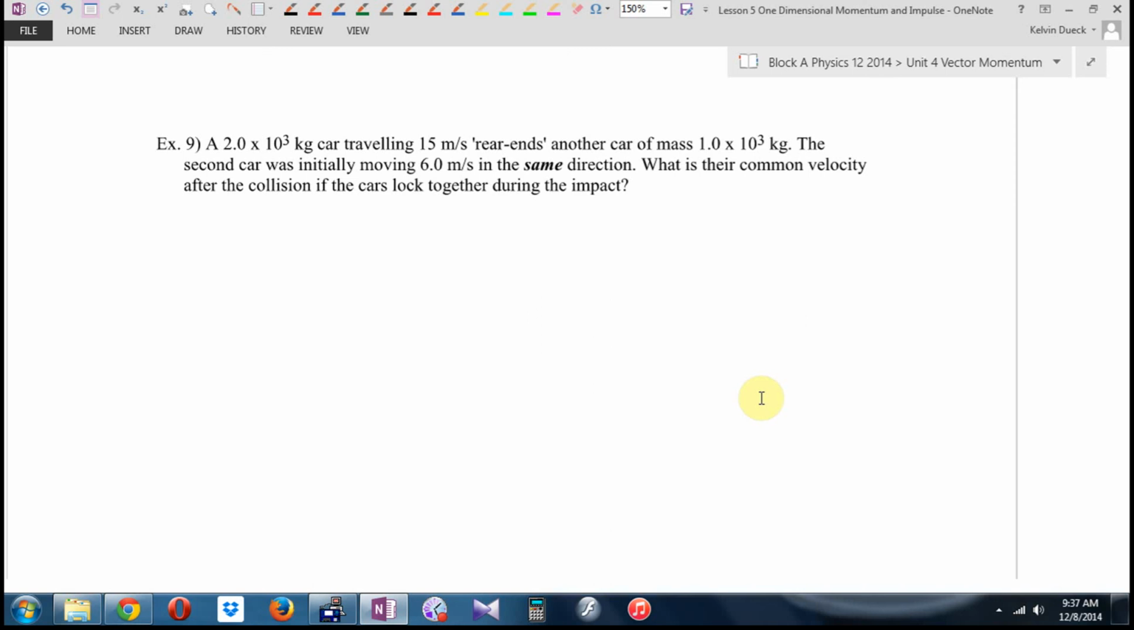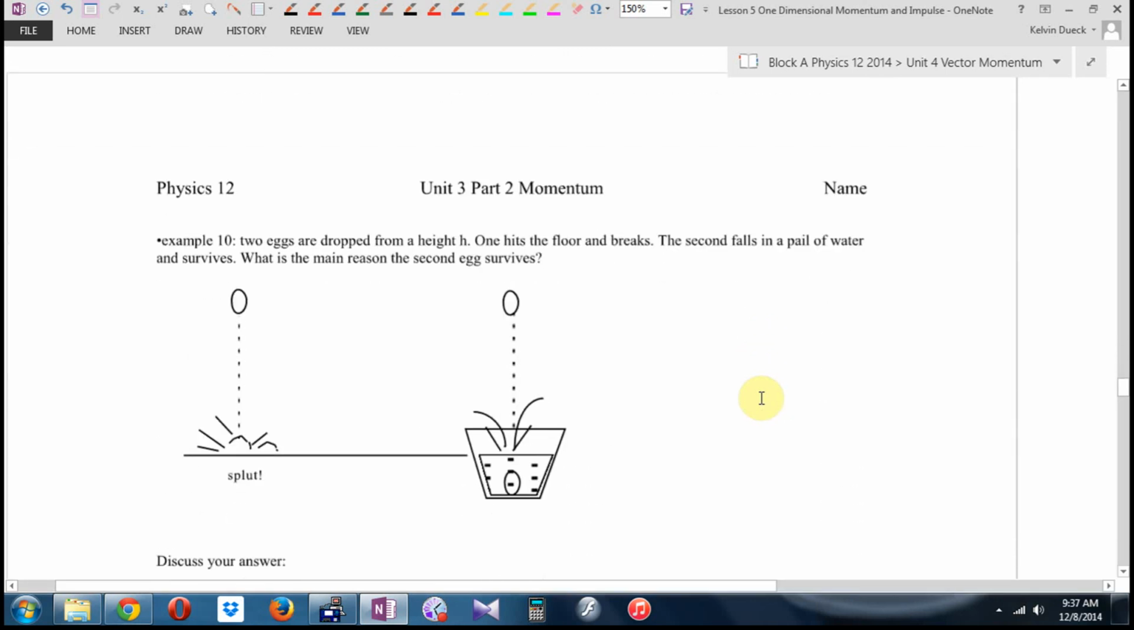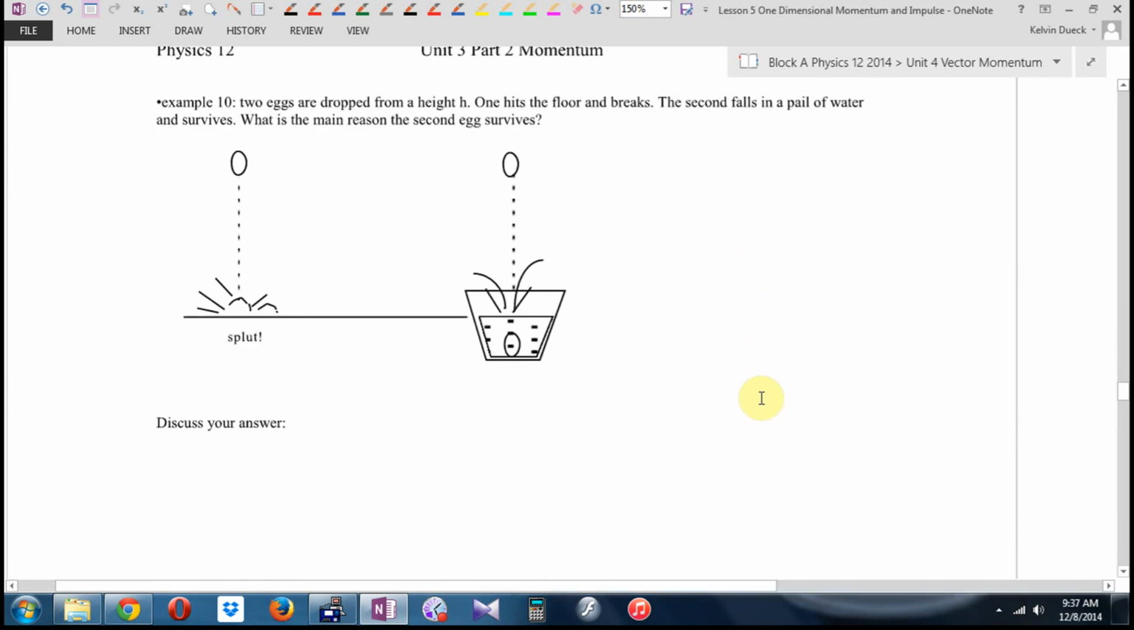Okay. Do you guys want to do this, or are you okay on this and you want to move on? Move on? I've done a couple of collisions already. Okay. Example 10. You can try that one on your own and compare answers.